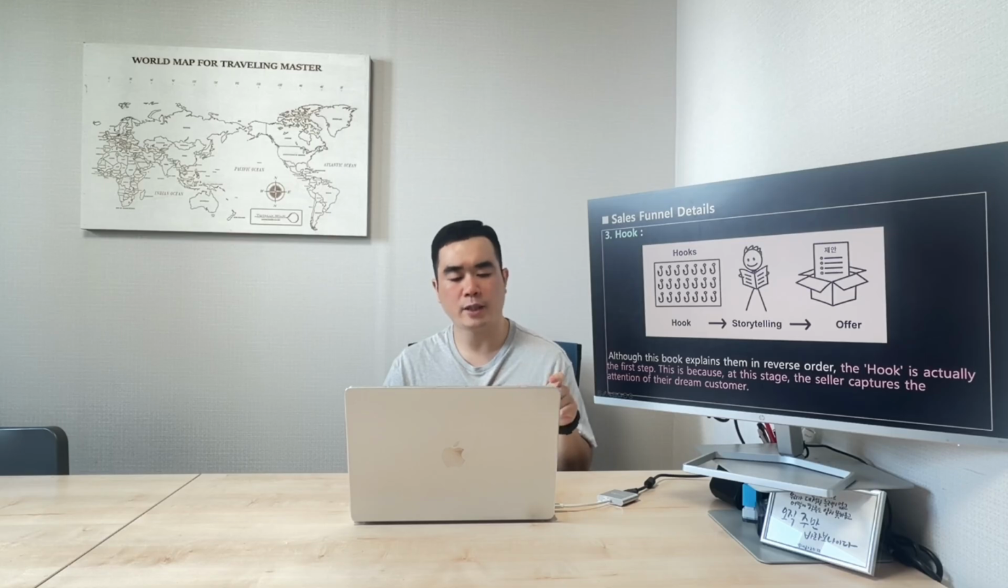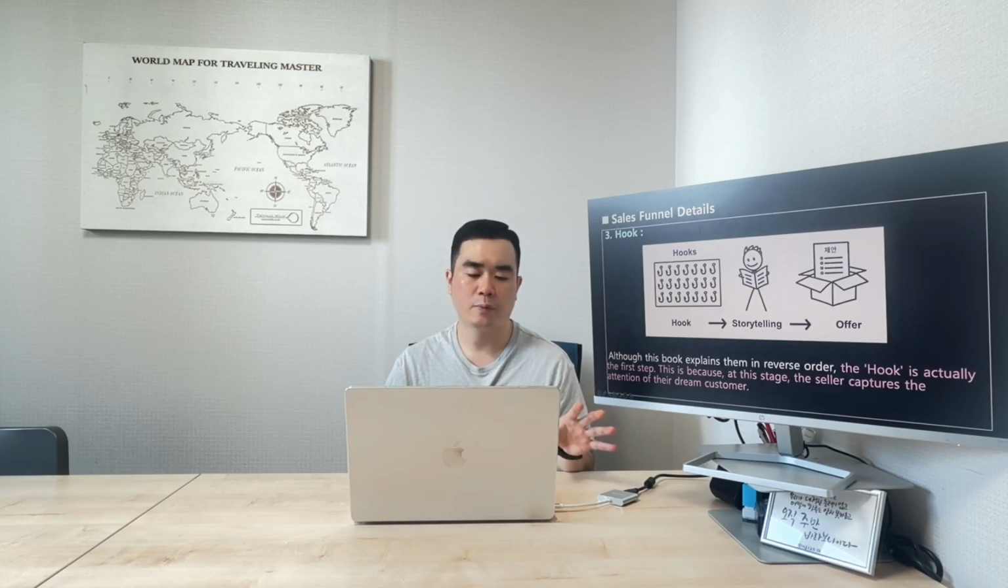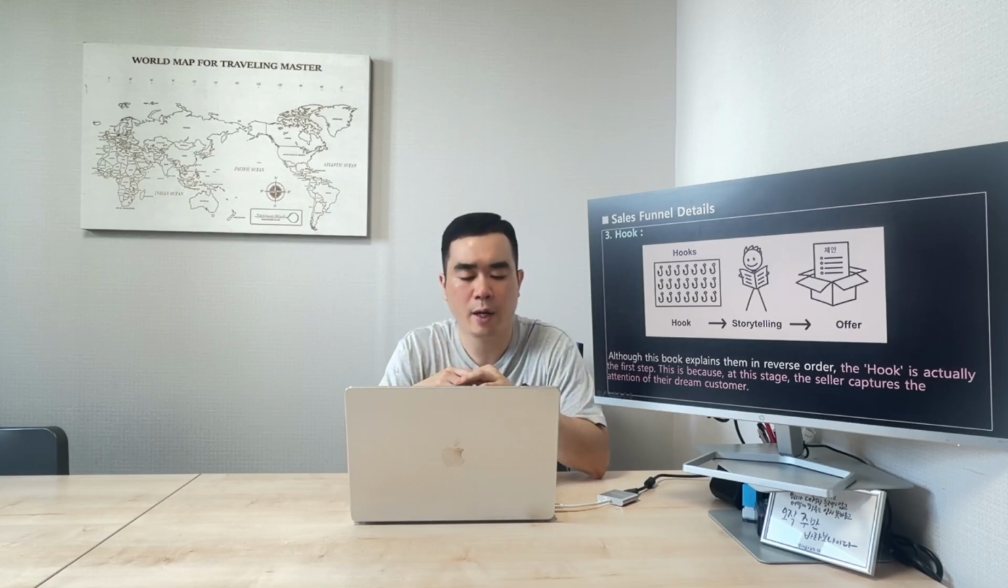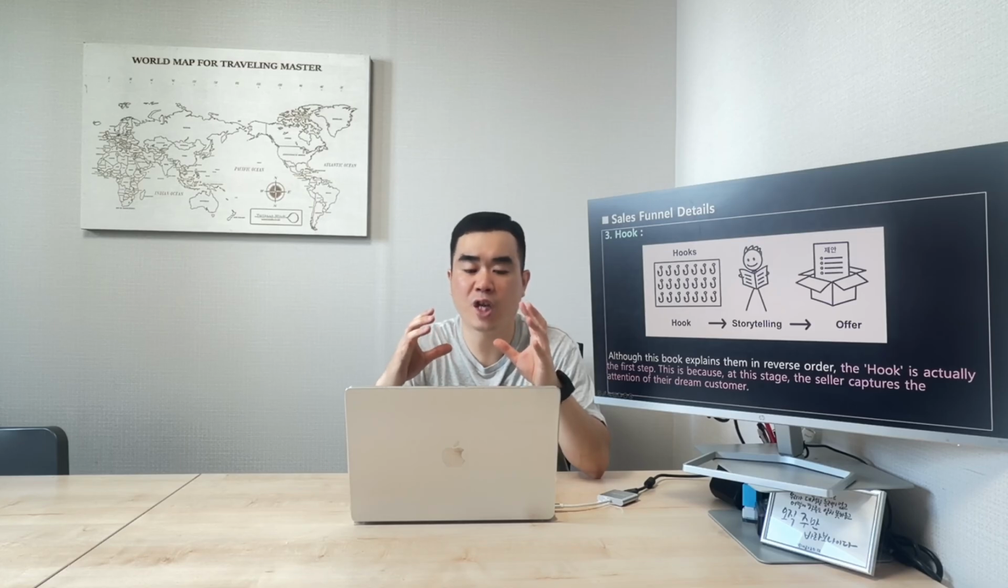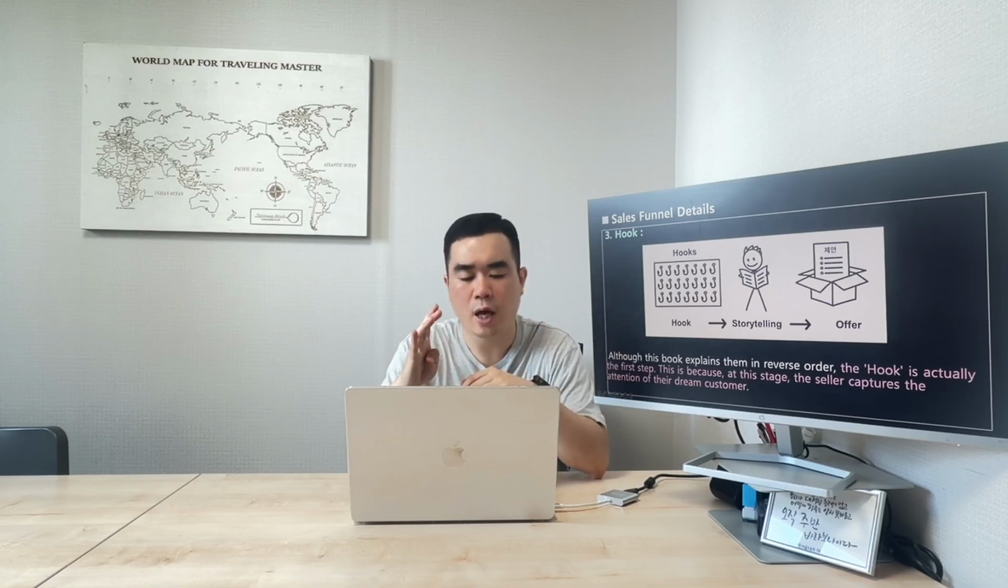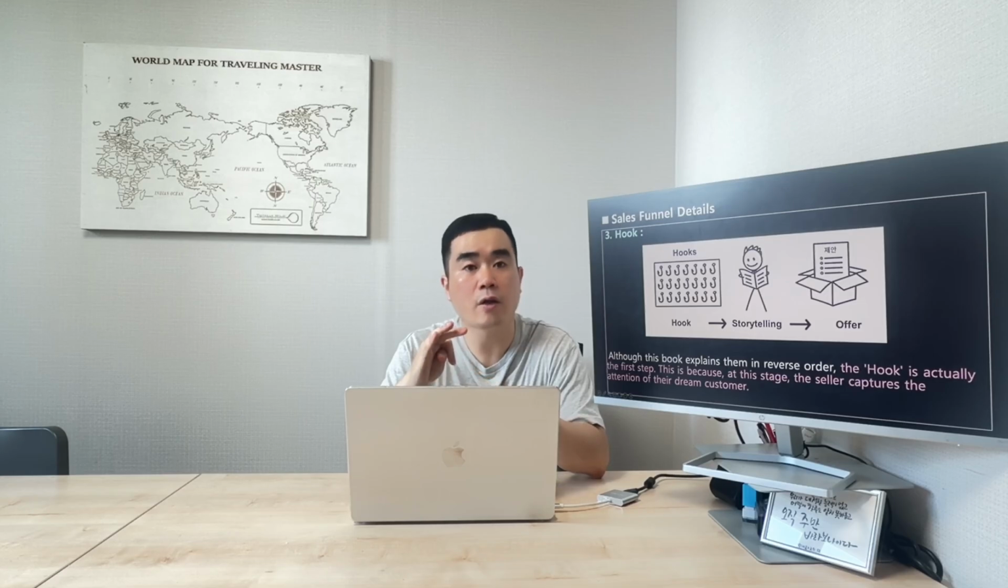Although this explains them in reverse order, the hook is actually the first step. This is because at this stage, the seller captures the attention of their dream customer. So the hook is the first step, the second step is storytelling, and the third step is the offer. Please remember this sequence: first the hook, second storytelling, and third the offer.